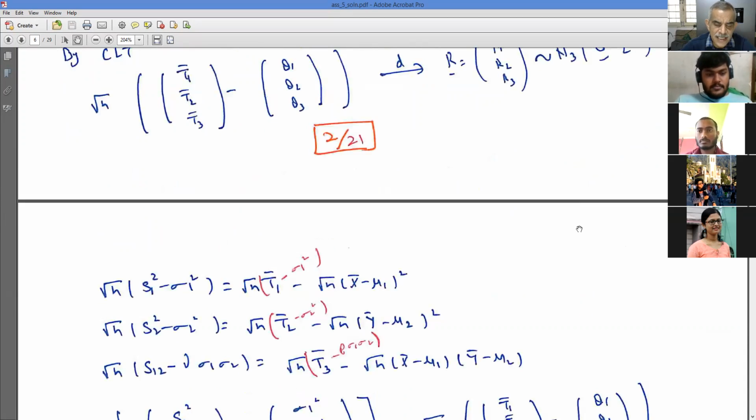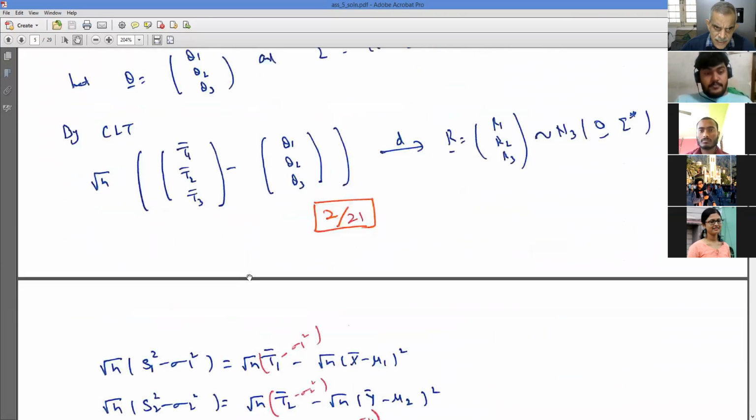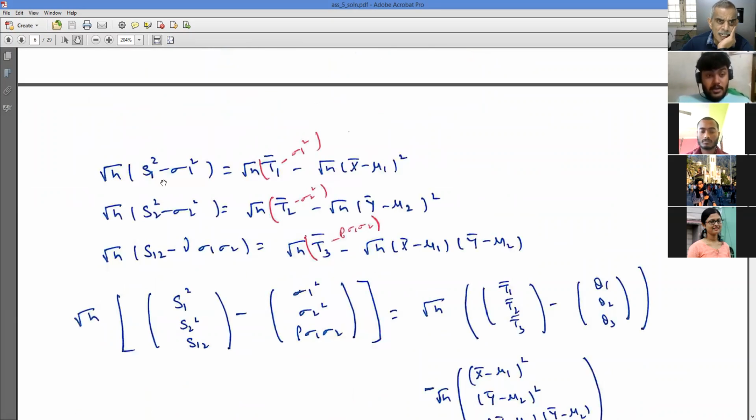Now the only thing I need to do is convert. I wanted to get a central limit theorem for S1 square, S2 square, and S12. So somehow I have to convert these into S1 square, S2 square, and S12. When I look at root n times (S1 square minus sigma 1 square), I can convert the summation of (xi minus x bar) whole square. I can add mu1 and subtract mu1 as I did in the first problem. Then it becomes root n times (T1 bar minus sigma 1 square) minus root n times (x bar minus mu1) whole square. Similarly, root n times (S2 square minus sigma 2 square) is equal to root n times (T2 bar minus sigma 2 square) minus root n times (y bar minus mu2) whole square.